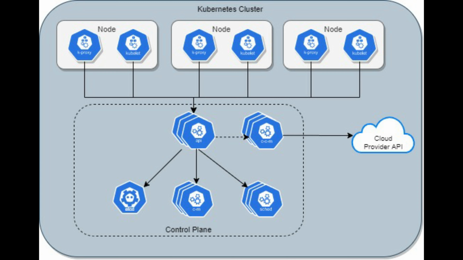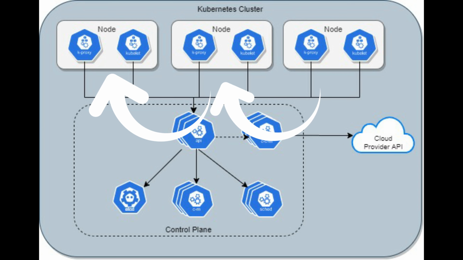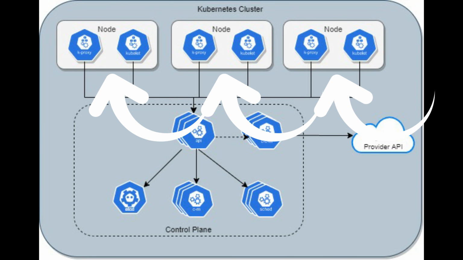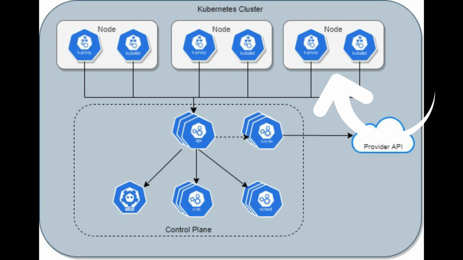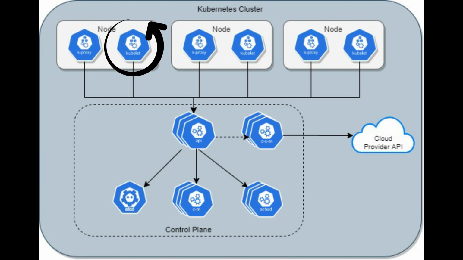Now let's talk about the node components. The node components run on every node, maintaining the running pods and providing the Kubernetes runtime environment. You've also got a kubelet. A kubelet is an agent that runs on each node within the cluster. It makes sure that the containers are up and running in a pod.